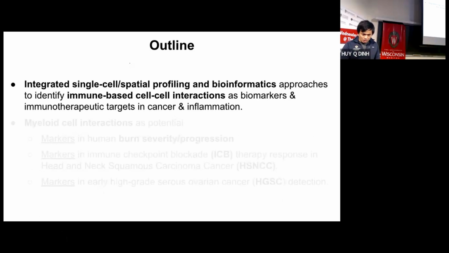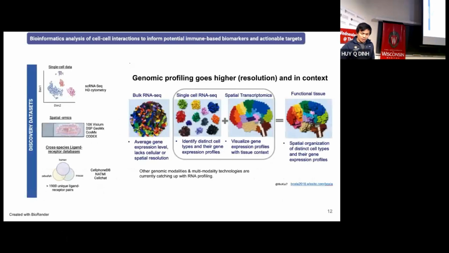So now I'm going to talk about our approach. In our lab, we built a framework that we call bioinformatic analysis of cell-cell interactions, which could inform biomarkers or therapeutic targets. We always start with discovery data sets, mainly single cell data, but we also use high-dimensional cytometry for certain types of immune cells where single cell is hard to get. We generate the data ourselves, but we also take a lot of publicly available data.